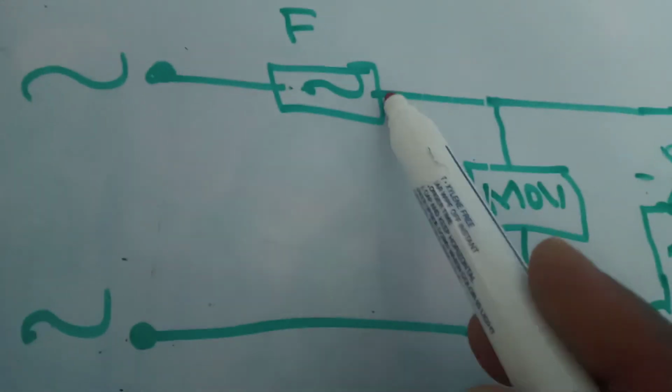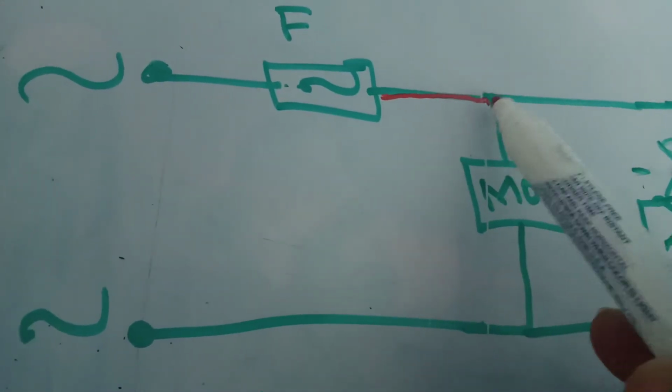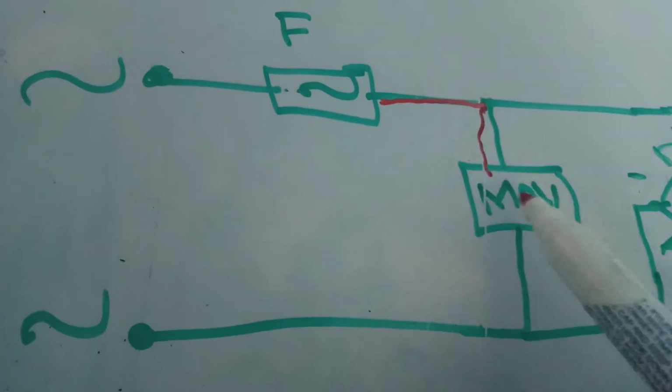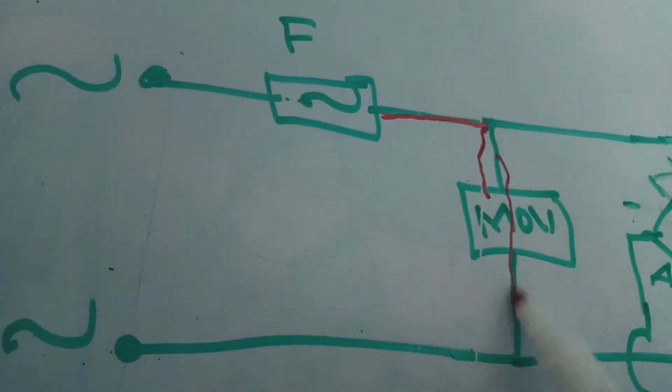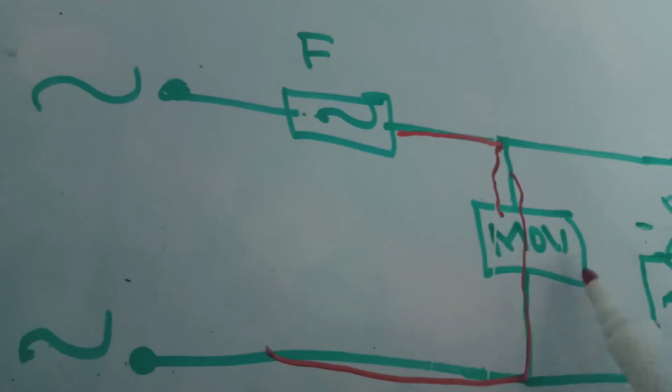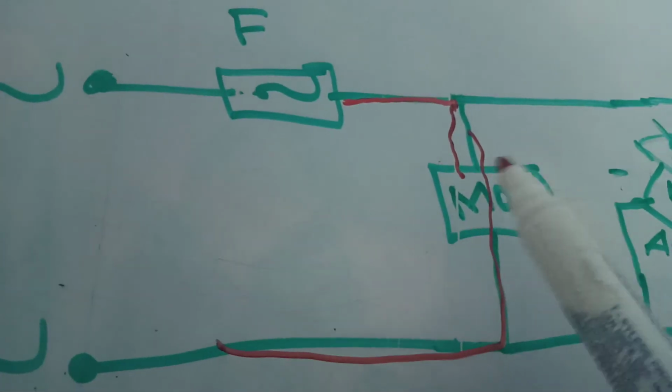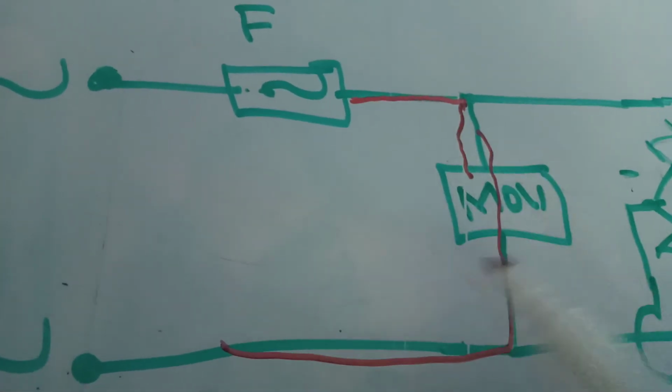So how it works: when the AC voltage comes like this, if it goes beyond this voltage, it will act as a short circuit. It will work for this range only. It won't allow voltage to the bridge rectifier. So that is how the MOV works.